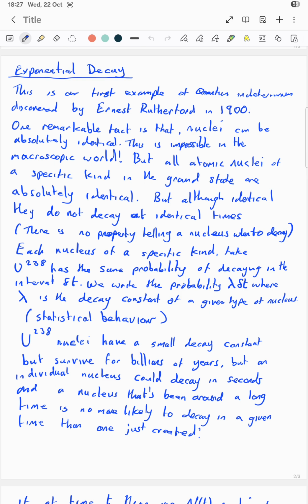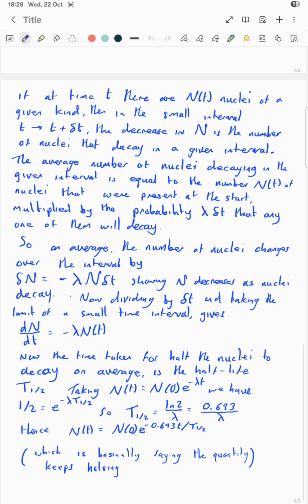But although identical, they do not decay at identical times. There is no property telling a nucleus when to decay. Each nucleus of a specific kind, take uranium-238, has the same probability of decaying in the interval delta t. We write the probability as lambda delta t, where lambda is the decay constant of a given type of nucleus. This is statistical behavior. U-238 nuclei have a small decay constant but survive for billions of years. But an individual nucleus could decay in seconds, and a nucleus that's been around a long time is no more likely to decay in a given time than one just created, which is quite remarkable, if you ask me.